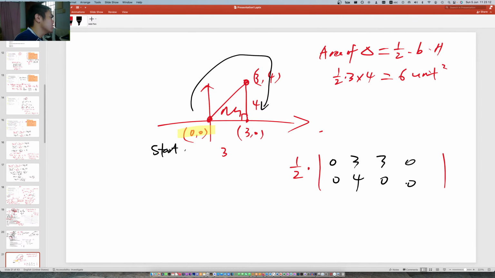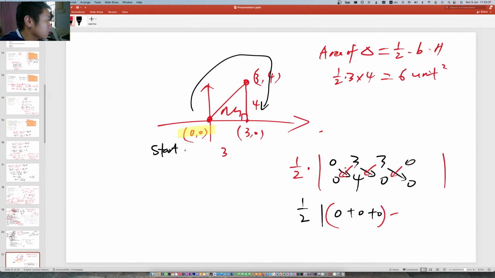Let's say 3 marks, right? You get 1 mark already just by forming this. So now what you have to do is sum up the multiplication of this. Half, 0 times 4, 0, 0, 0. Very good. Next, you need to sum up. So it's a minus: the sum of the first one, these 3 arrows, minus the sum of these 3 arrows.